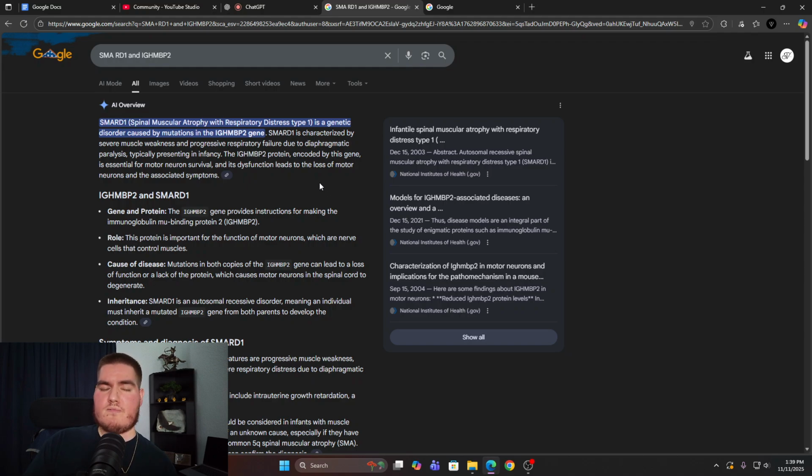In simpler terms, SMARD1 is a severe genetic condition that affects muscles and breathing, especially in infants. It happens because of mutations in a specific gene called IGHMBP2, which is really important for the health of motor neurons. Those are the nerve cells that help control muscle movement. When this gene doesn't function properly, the motor neurons deteriorate, leading to muscle weakness and breathing difficulties. So it's a complex condition with a big impact on quality of life, but understanding the gene behind it is a big step forward. Really, really fascinating.